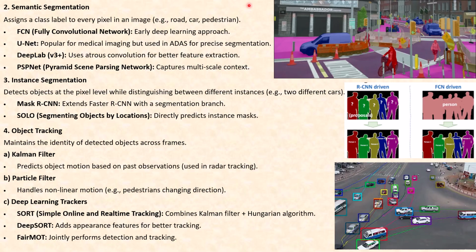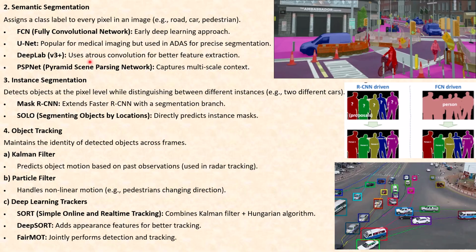or a pedestrian. Now, when it comes to semantic segmentation, the FCN, fully convolutional network, is the most popular algorithm because it is a very early deep learning method. Next comes the UNet, popular for medical imaging but used in ADAS for precise segmentation. DeepLab V3 uses Atrous convolution for better feature extraction.